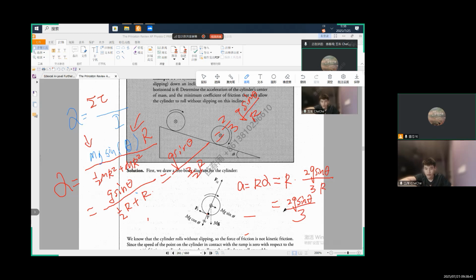Yeah, rotation is difficult, and also rotation is not very obvious, right?